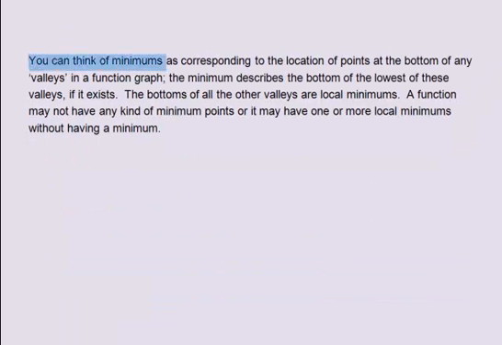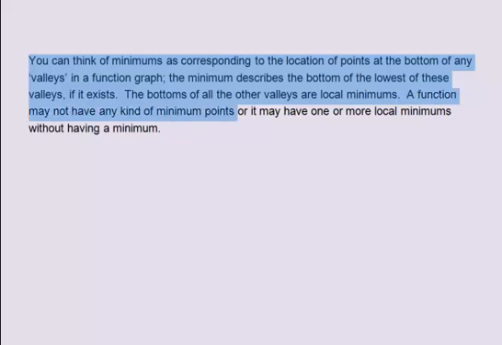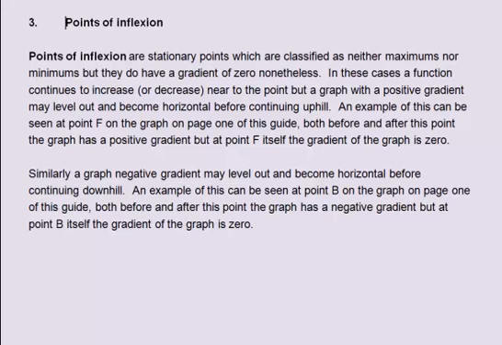You can think of minimums as corresponding to the location of points at the bottom of any valleys in a function graph. The minimum describes the bottom of the lowest of these valleys, if it exists. The bottoms of all the other valleys are local minimums. A function may not have any kind of minimum points, or it may have one or more local minimums without having a minimum.